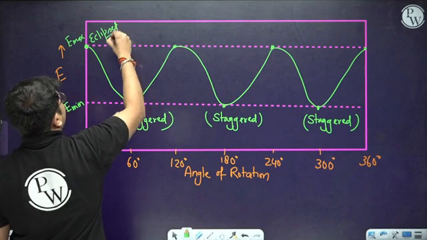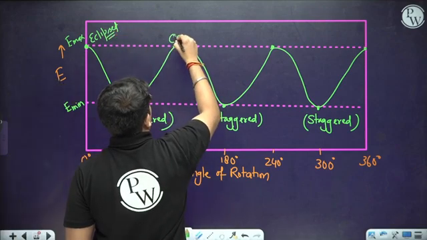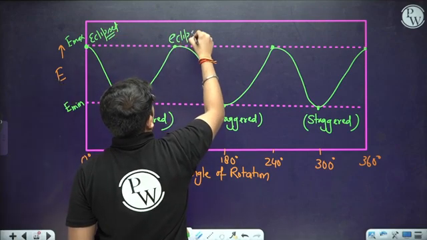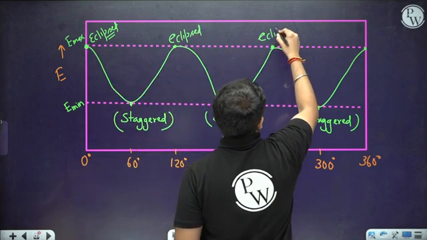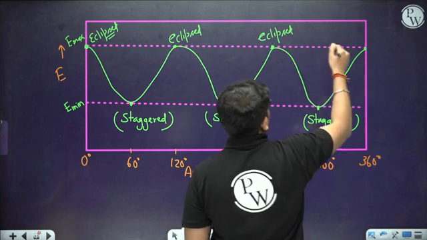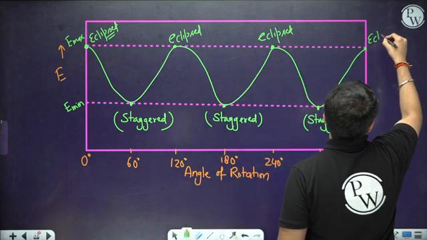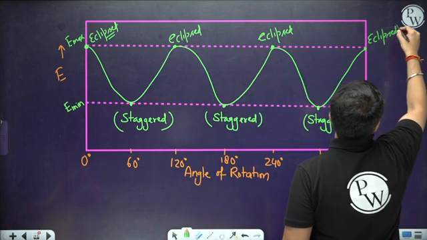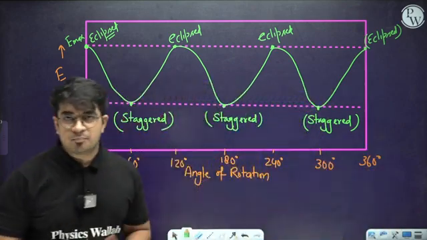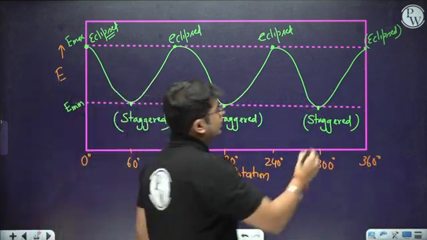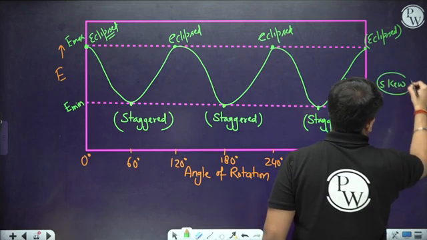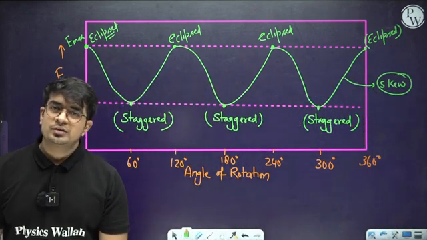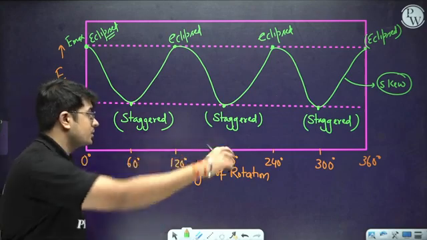They are in the eclipsed form when the repulsion is maximum. Now in between that particular part we have skew form. I hope this entire part is clear.